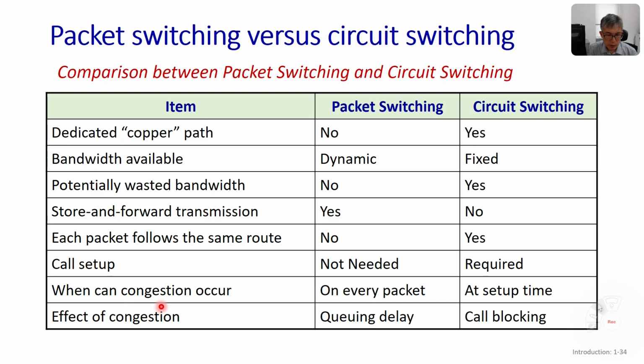When can congestion occur? Anytime, anywhere, which means every packet can experience congestion. On the other hand, in the circuit switch case, resources are considered at setup time, so congestion can occur at setup. The effects of congestion are queuing delay and eventually packet loss or delivery delay. On the other hand, circuit switching has call blocking until resources are released for other connections.